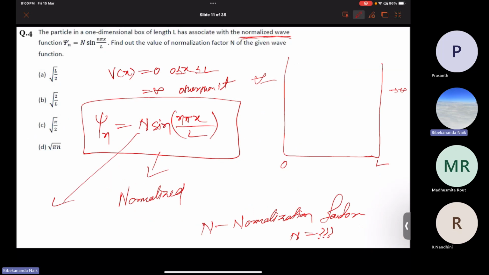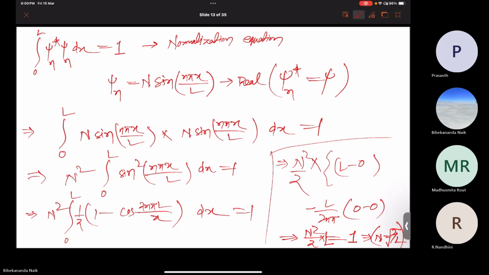So this N will be the square root of 2 by L. So the correct option is option B. Is this clear to you? Yes, anyone?